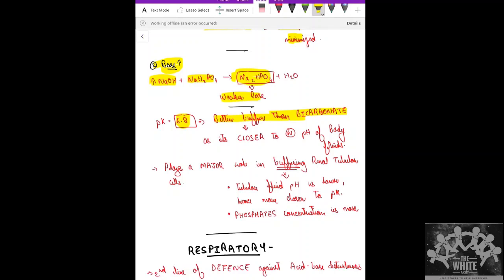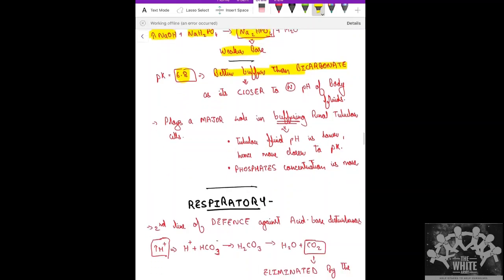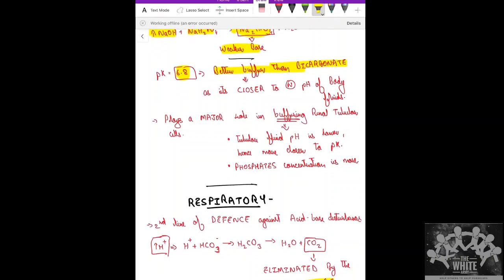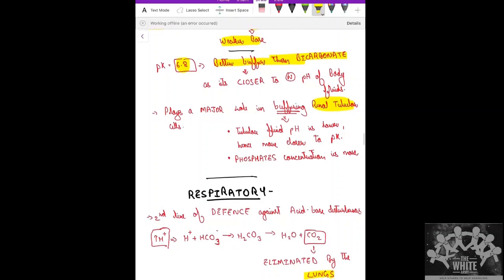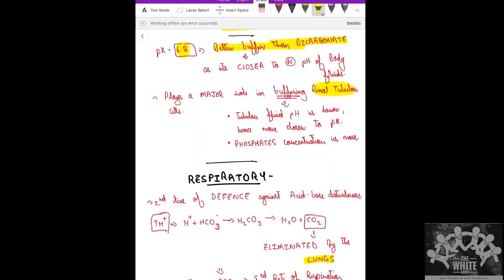But when it comes to our body system as a whole, its concentration is very low in the blood. That is why bicarbonate buffer is much better. Hope you got this concept right. They play a better role in the renal tubular system, as we'll see today as the class progresses, because tubular fluid pH is much lower, around 6.9, which is much closer to 6.8. So it acts in a better way and the concentration is more as well.